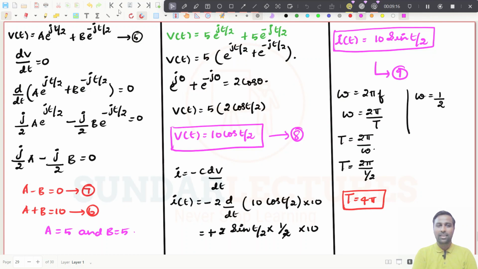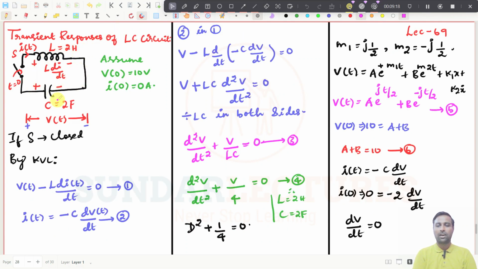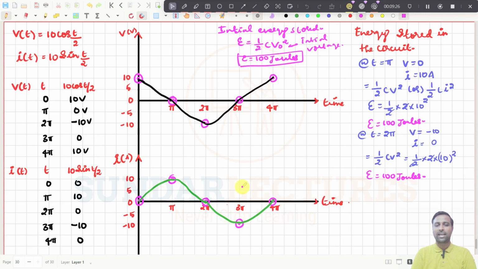That is why these kinds of circuits are called tank circuits. The value will be oscillating like this. In the graph we can see that the current will oscillate, and how much energy is stored? The energy stored will be 100 joules at whatever instant you take. So this is the nature of the LC circuit, and this LC circuit will be applied in oscillators.